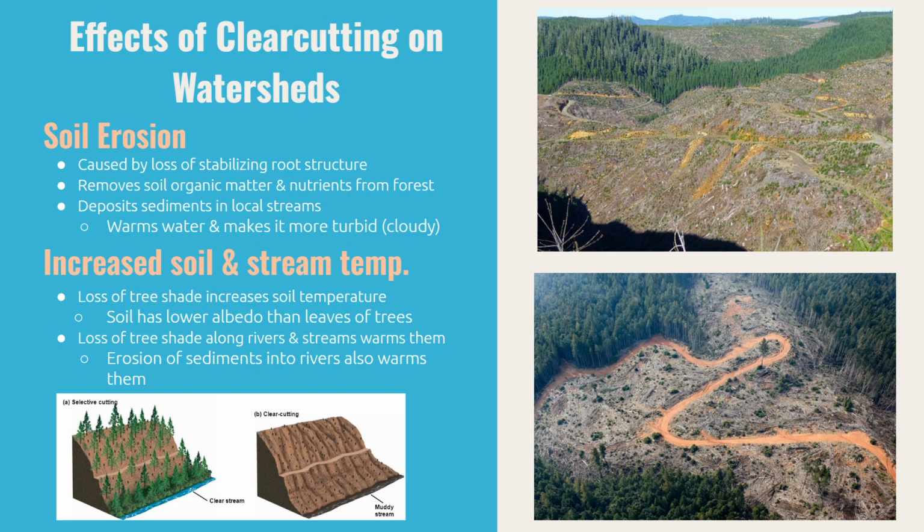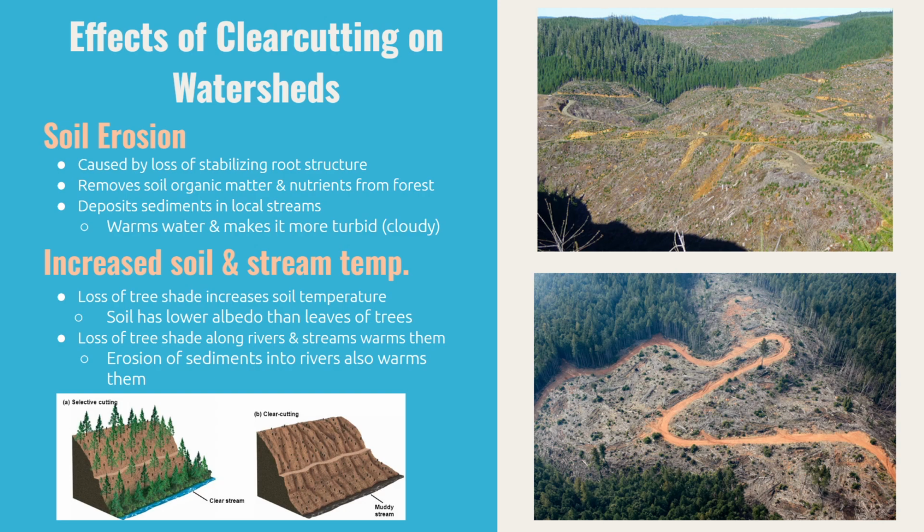The effective increase in insolation is intensified by the fact that the soil has a lower albedo than the leaves of trees, and darker muddy stream water absorbs more sunlight than clearer stream water. The sediments themselves also bring heat into the water, raising its temperature, which can be harmful to species like fish that need higher oxygen levels in the water, as increased temperature decreases the amount of dissolved oxygen in the water.